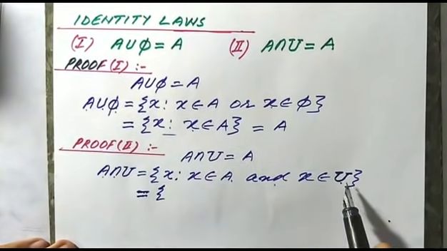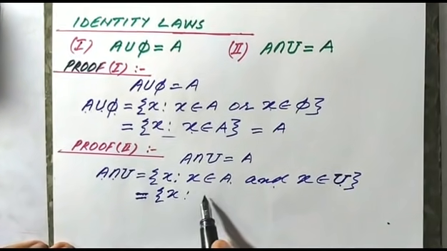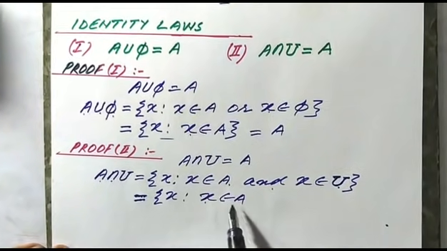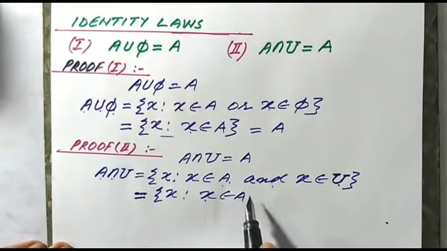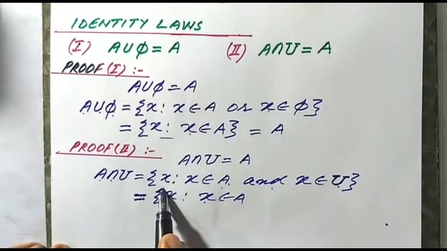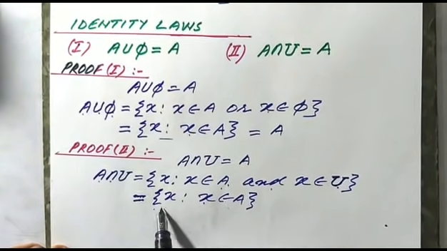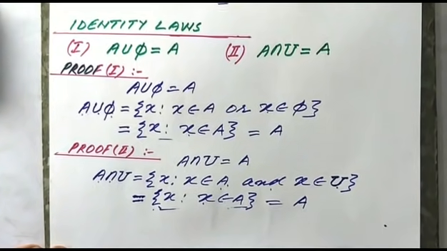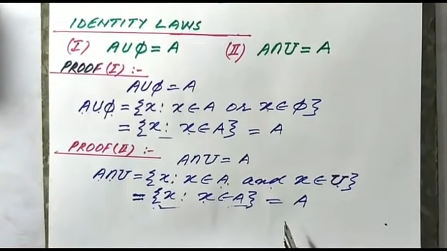So for this statement we may write only the set of X such that X belongs to A, because if an element belongs to A, that must belong to the universal set because the universal set contains all the elements of A. So this is sufficient to write the set of X such that X belongs to A, and again by definition this is the set A itself. So we have proved that A intersection U is equal to A.